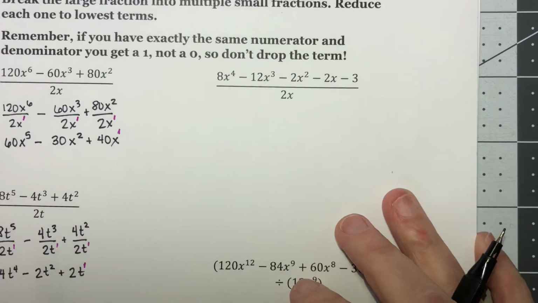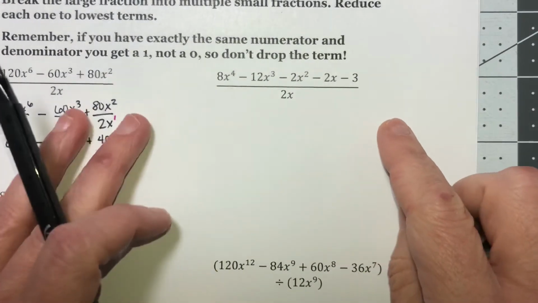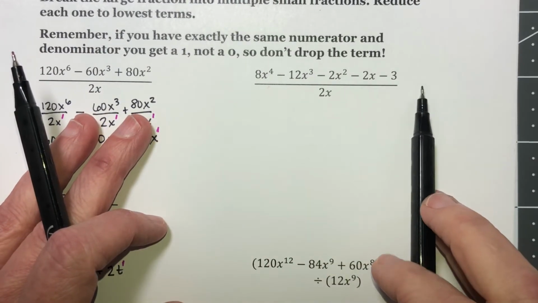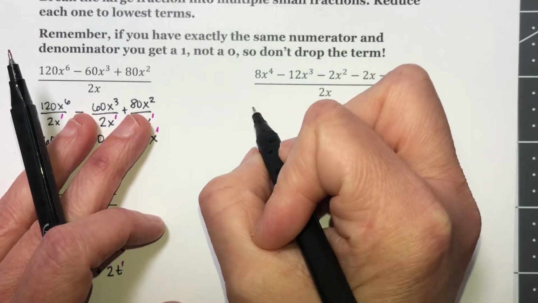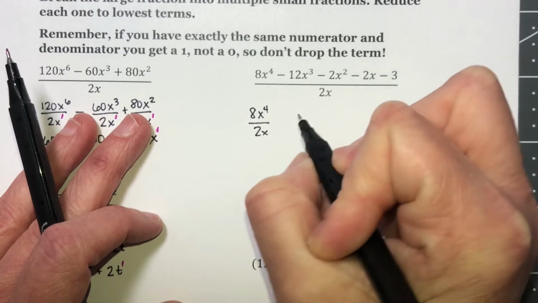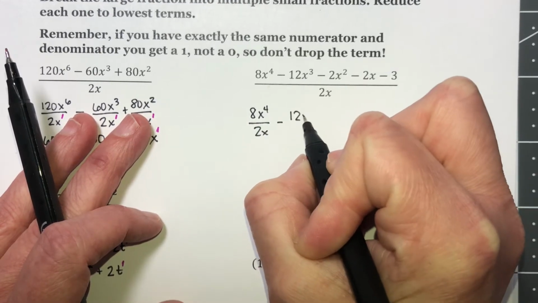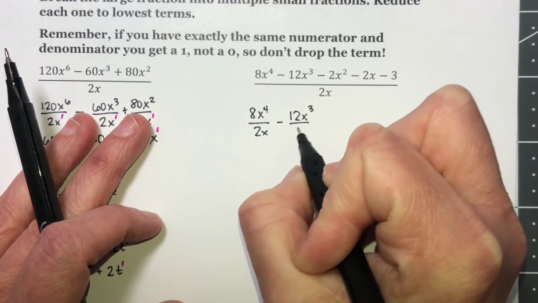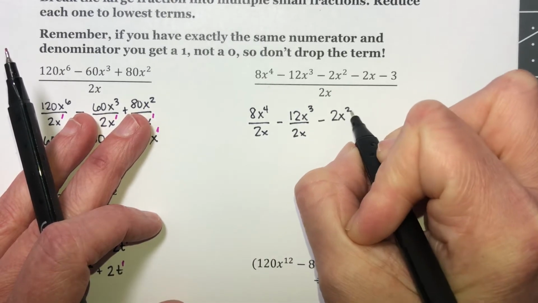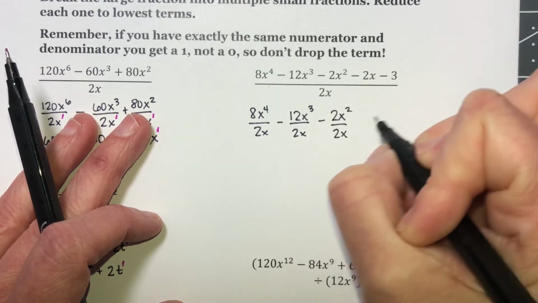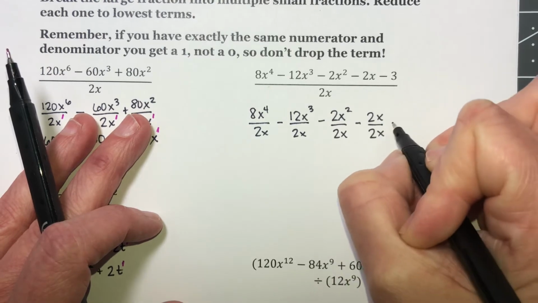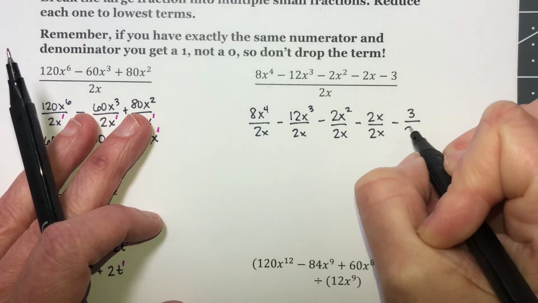Okay, so let's try this one. This one's bigger, but not necessarily harder. We have 5 terms in the top, so we're going to have 5 fractions. So let's split it up: 8x to the 4th over 2x, minus 12x cubed over 2x, minus 2x squared over 2x, minus 2x over 2x, minus 3 over 2x.